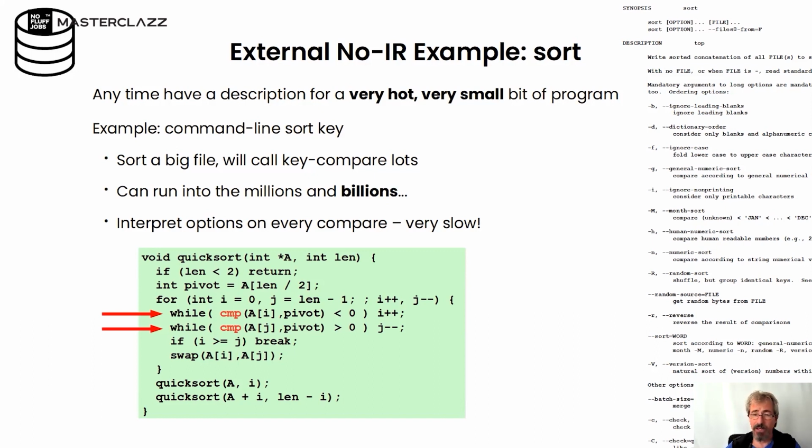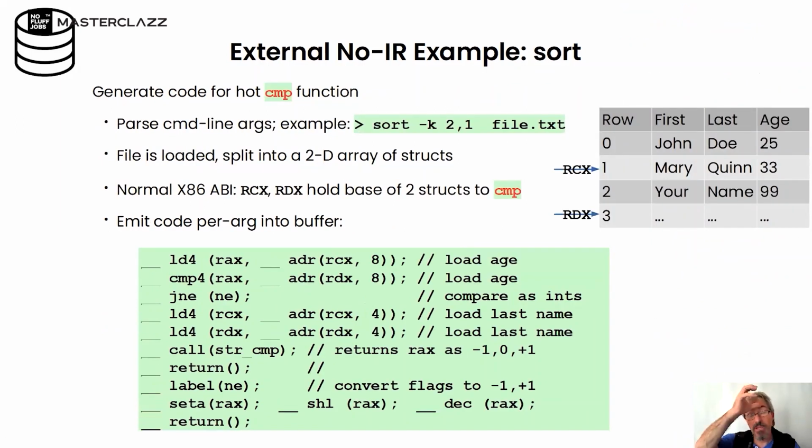Interpreting those options on the command line can be very slow when you're doing it billions of times. You take the command line arguments, and you know that the data is going to get loaded in a 2D array of structs. And the compare function is going to get called with the base of 2 different rows, which are just a bunch of 4-byte things in a row where the pointers are strings or integers. Now I look at my dash K 2,1: I want column 2 and column 1. Column 2 is ints. So the first couple of lines there are going to be load 4 of an age and compare 4 of an age. And what's the offset? 8, that's 4 bytes times column 2. And if those are equal, I fall into the next code where I load the last name as 4 bytes times column 1 and do a string compare, and I jump out.